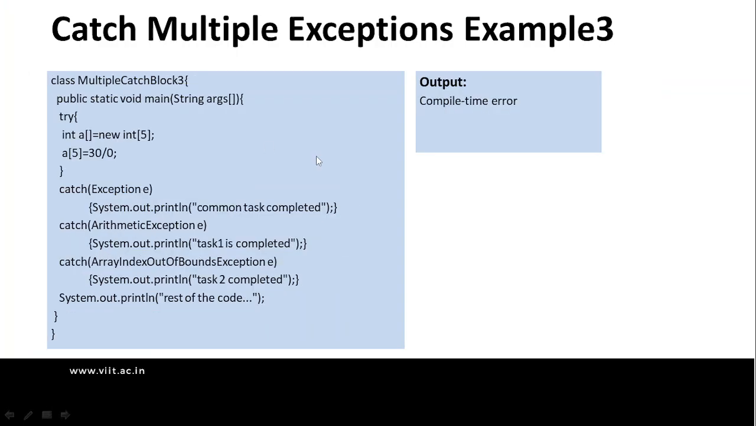So from multiple catch, the third example is again array of 5, at the fifth location we are trying to assign 30 divided by 0, which is an array index out of bound. Very first we will catch by the common task completed, arithmetic exception task 1 completed, array index out of bound exception task 2 completed, and the rest of the code. But in this case we will face a compile time error.